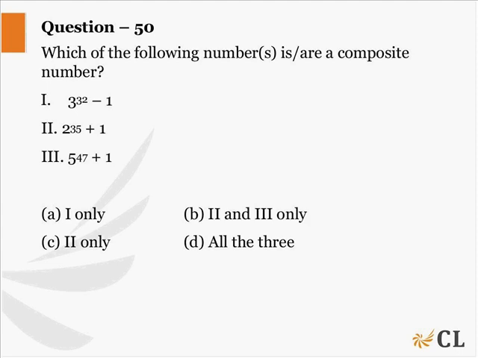So one will be left out in both the cases because one has exactly one factor, right? So one cannot be prime, one cannot be composite. One is neither prime nor composite because one has only one factor. Okay. So composite number is asking.